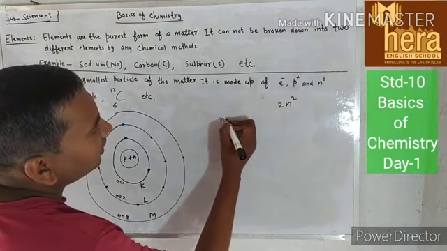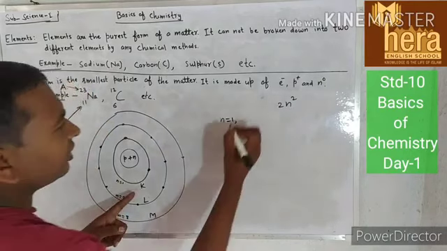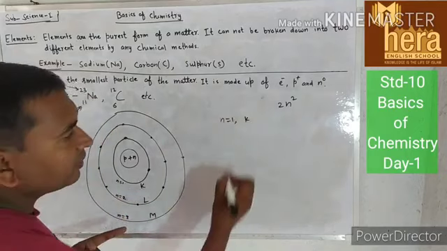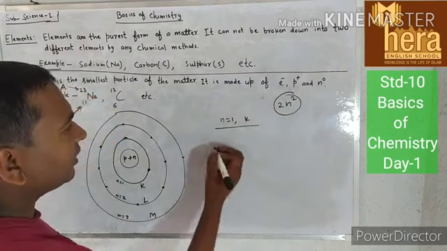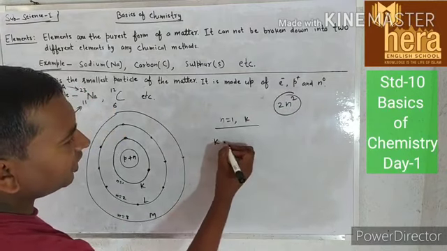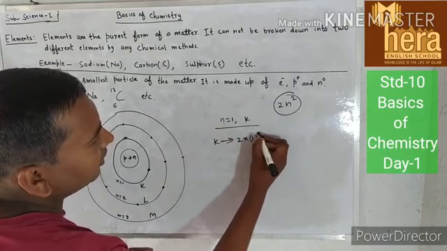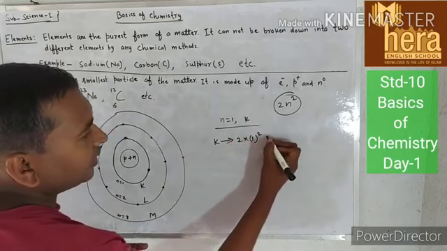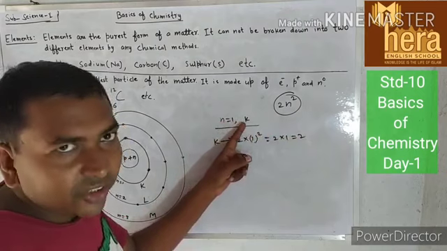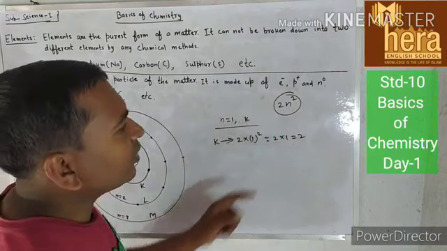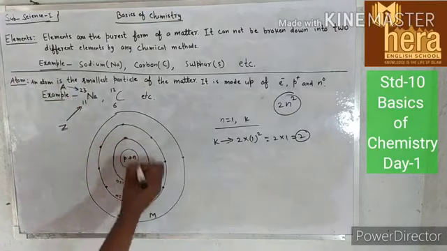If you put n equal to 1, it means we are talking about the K shell or K orbit. In this formula, put n equal to 1. It means the K shell has capacity 2 into 1 square, which is 2 into 1, equal to 2. It means in the K shell or K orbit, a maximum of 2 electrons can be placed.